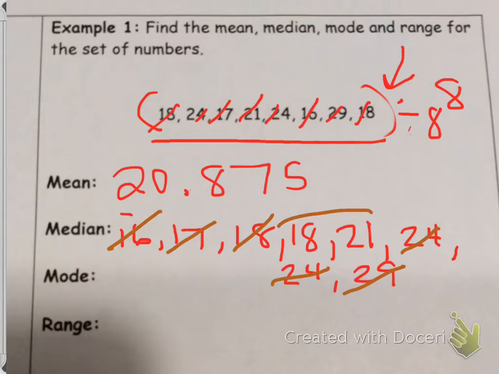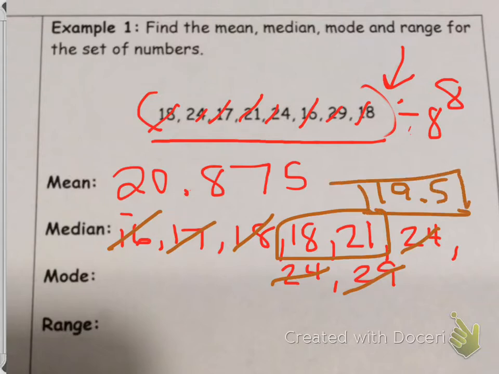So here I am again with two middle numbers. So again, what I'm going to do is add those two numbers together. Make sure you hit enter and then divide it by 2. And when you do that, what do you get? 19.5. So the median or middle number for this set of numbers is 19.5.